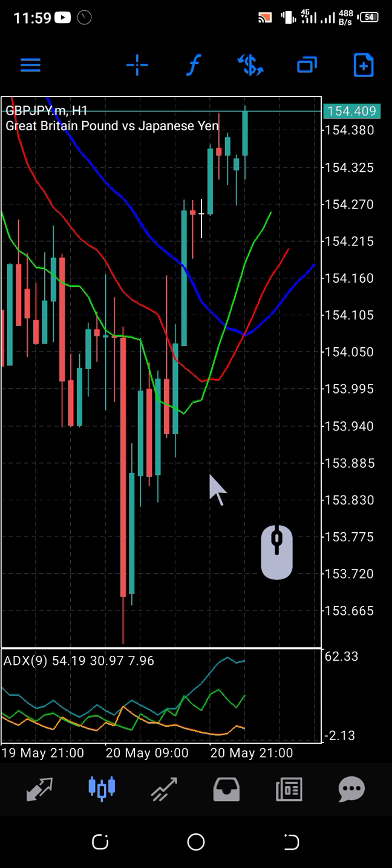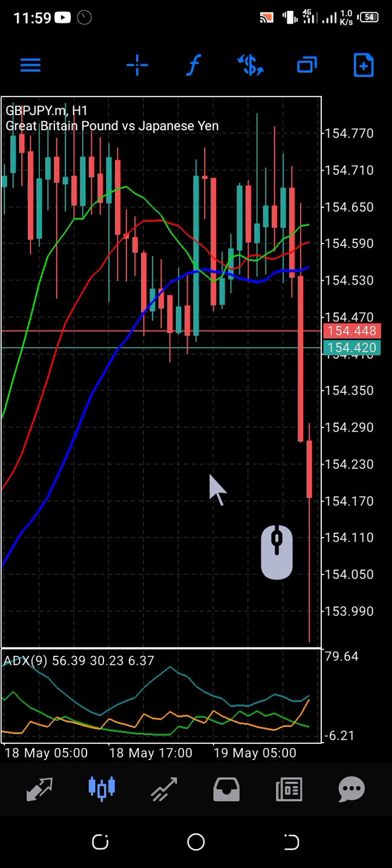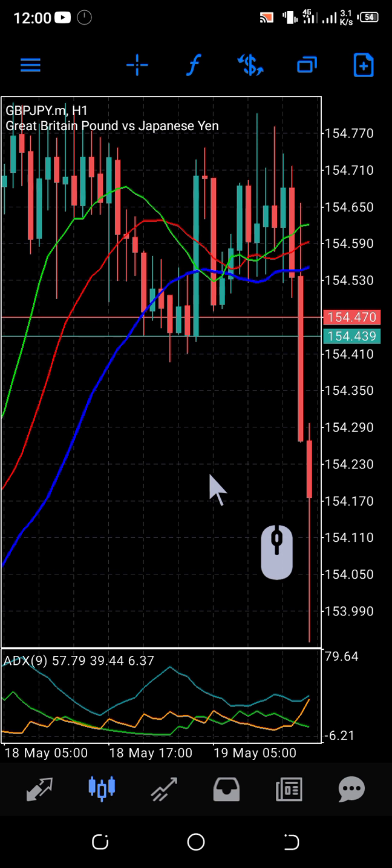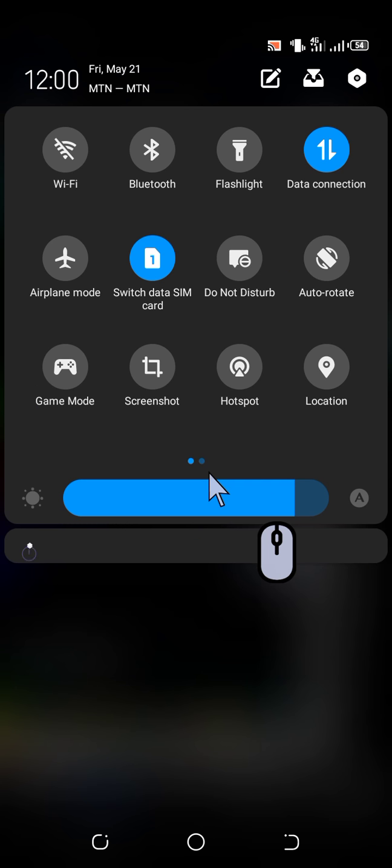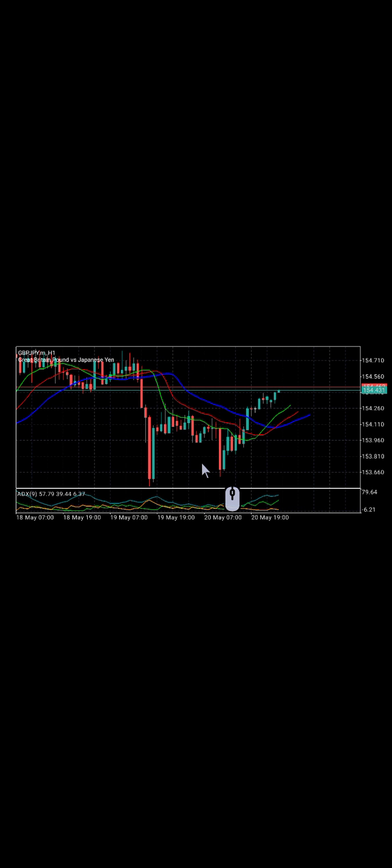Then one more thing which is very important is the time frame that you are trading. This strategy works perfectly for the 1 hour time frame. So I'm just going to pull back the charts and then demonstrate everything. You can see it. So let me put my phone to it.